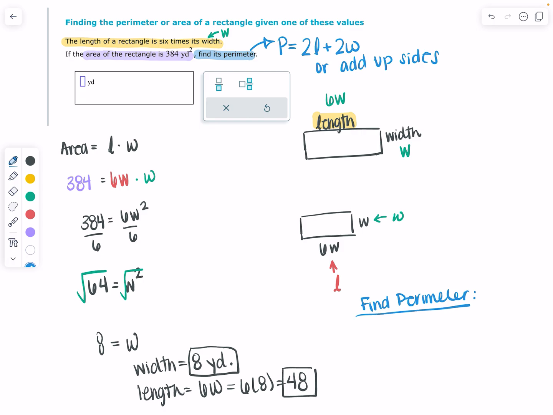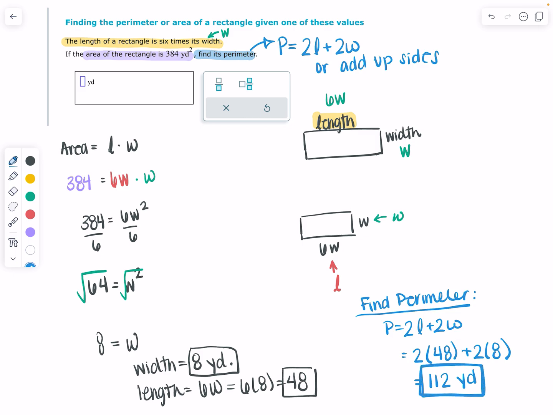And the perimeter is P equals 2L plus 2W, or add up all the sides. And so I've got 2 times the length, which is 48, plus 2 times the width, which is 8, and that gives us a final answer of 112 yards. And so that's the final answer that you would type in.